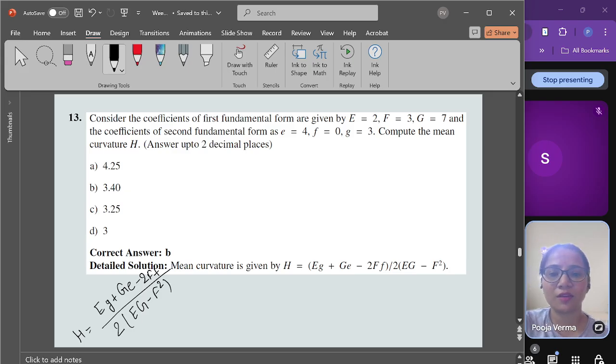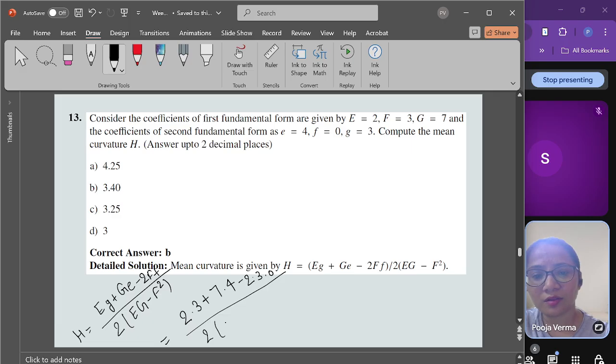So here all the values are given. Now we have to compute the mean curvature H. So just put all the values. E is given as 2. Small g is given as 3, capital G is given as 7 and small e is given as 4, right? Minus 2, capital F is given as 3, but small f is given as 0. Now 2 into 7 minus capital F square, that is 3 square.